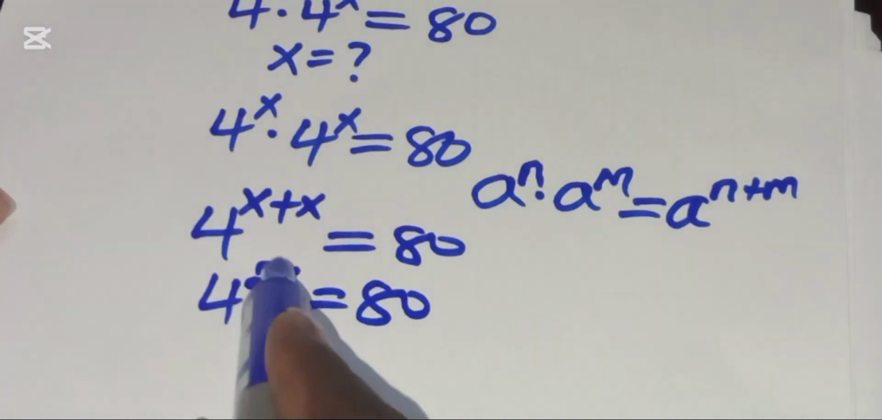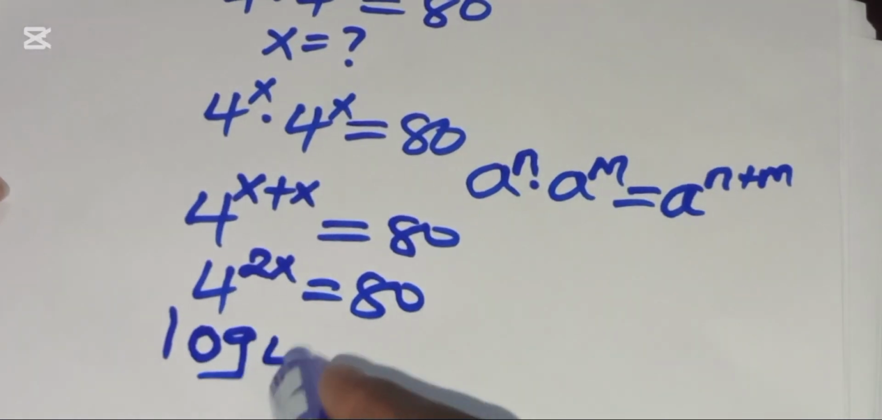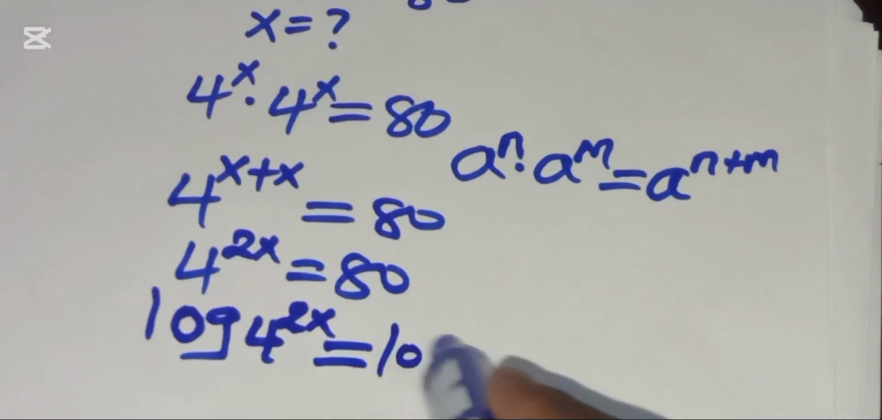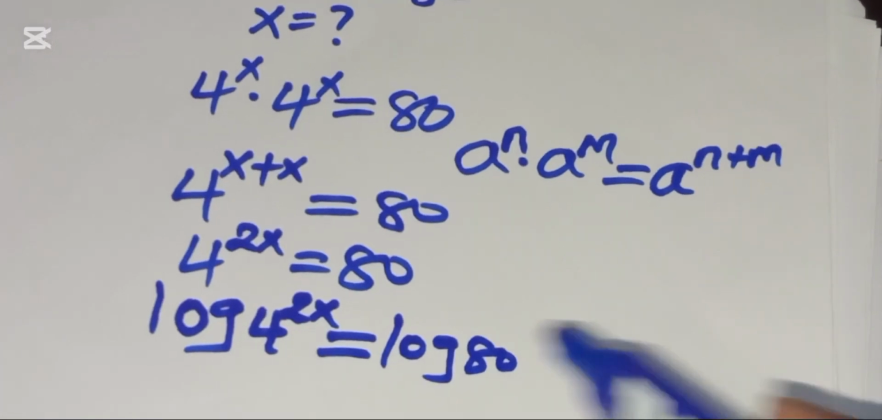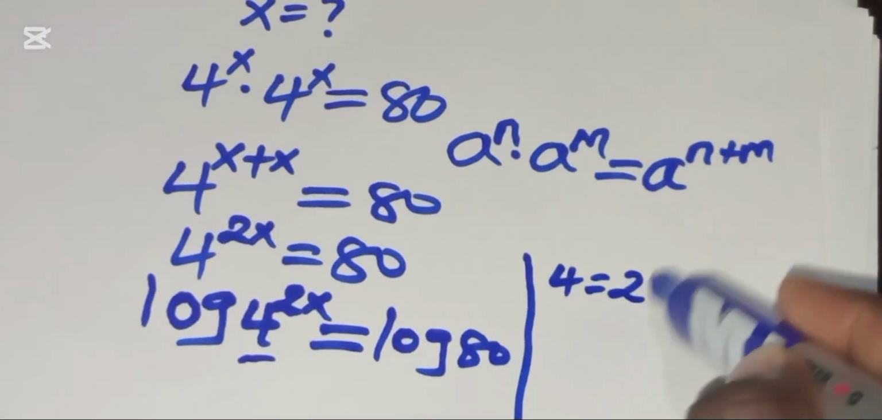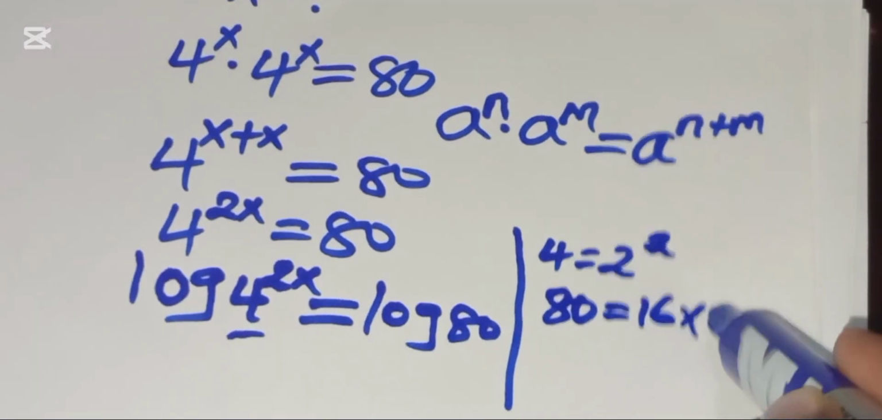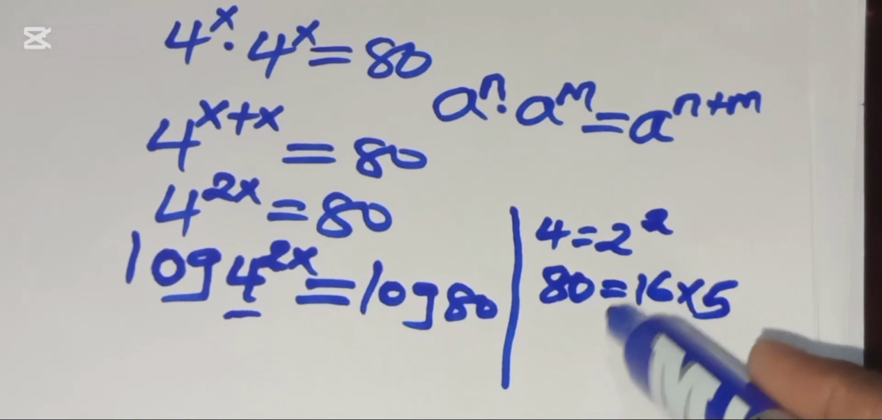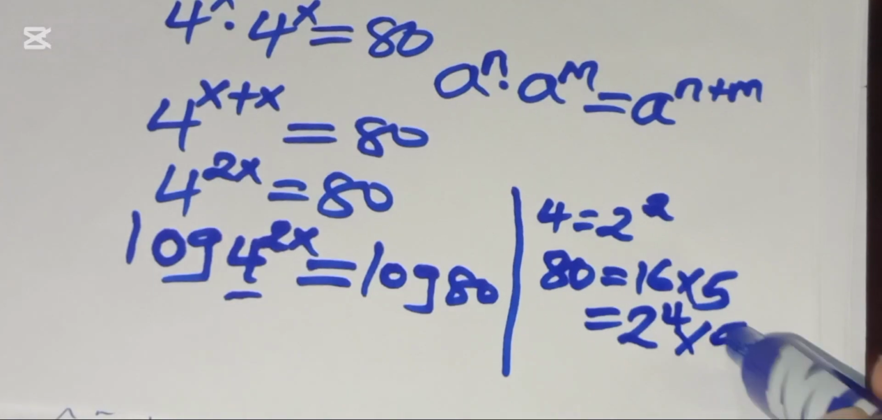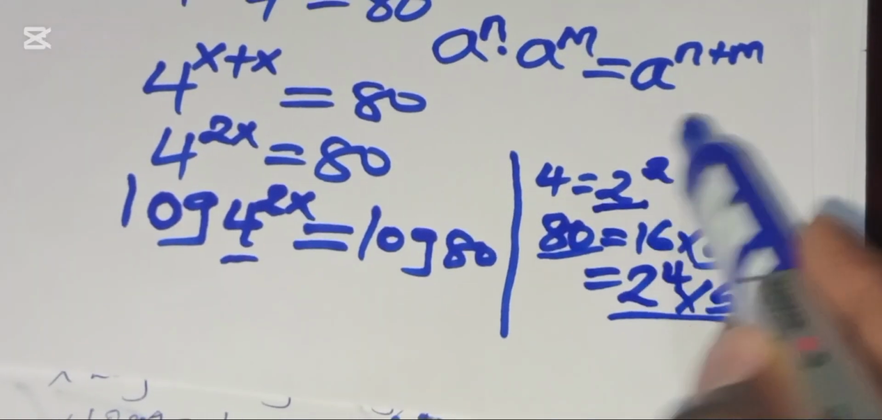Now to solve for the value of x, we introduce the natural logarithm such that we're going to have log 4 raised to power 2x equal to log 80. Now from what we have here, we can express 4 as 2 raised to power 2, and we can express 80 as 16 multiplied by 5. 16 can be expressed as 2 raised to power 4, times 5 so that we have 80. So let's substitute this and 2 squared back into the equation.